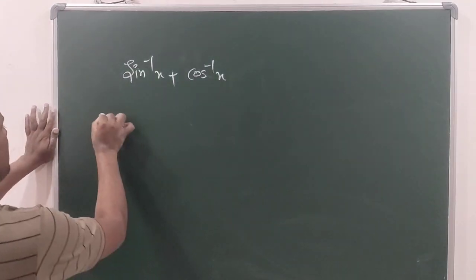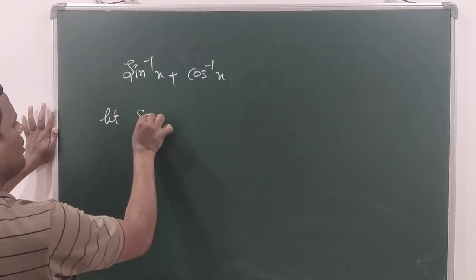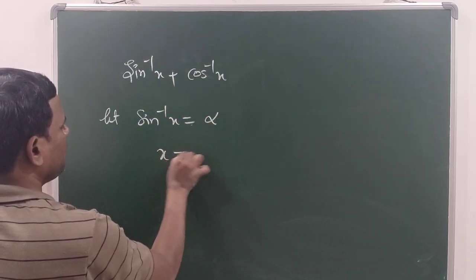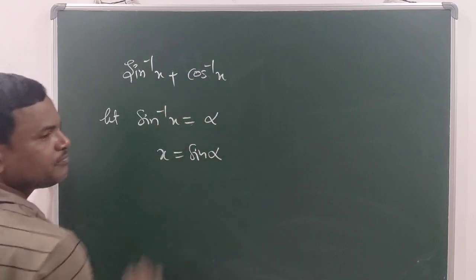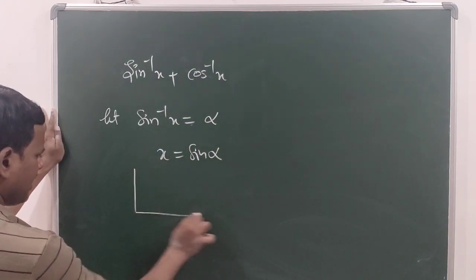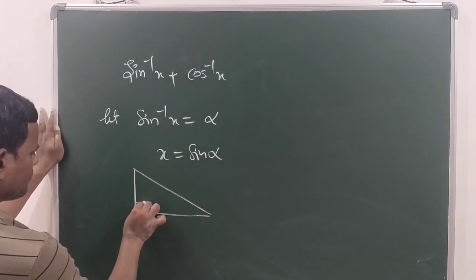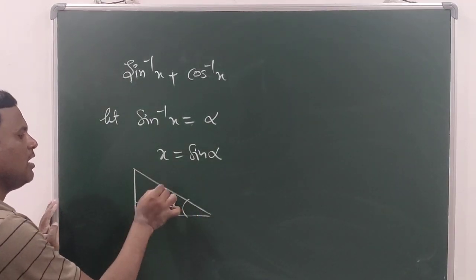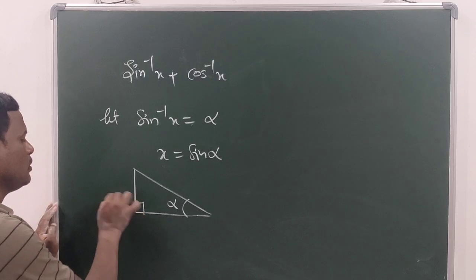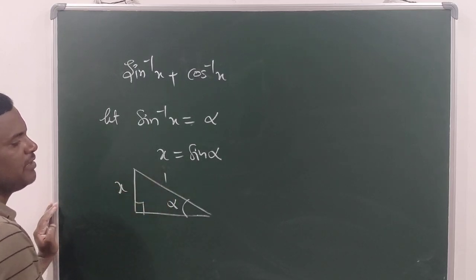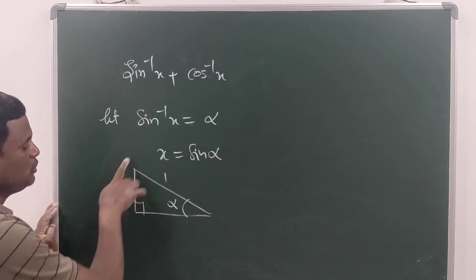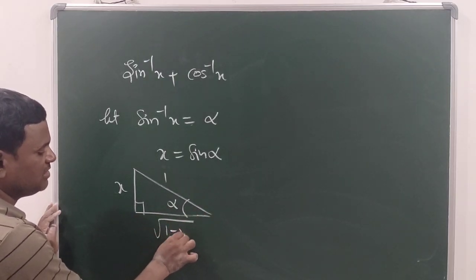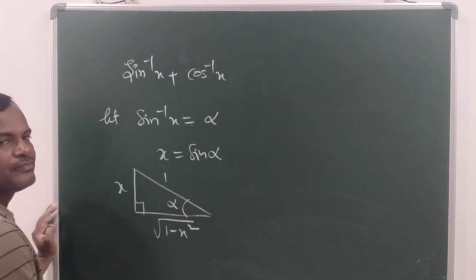Now let us take sin inverse of x equal to some alpha. Then x will be sin alpha. Now draw the right angle triangle. Okay. Now define this. Let it be alpha. So x by 1 you will get here. Now opposite by hypotenuse. Adjacent will be root of 1 minus x square you will get.